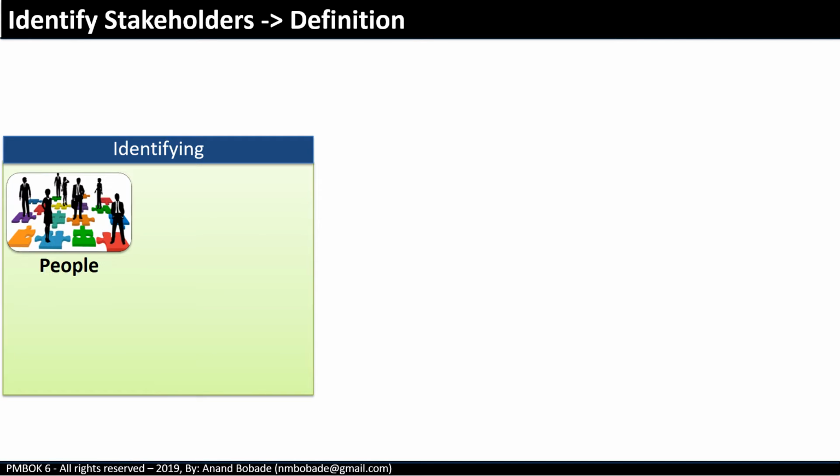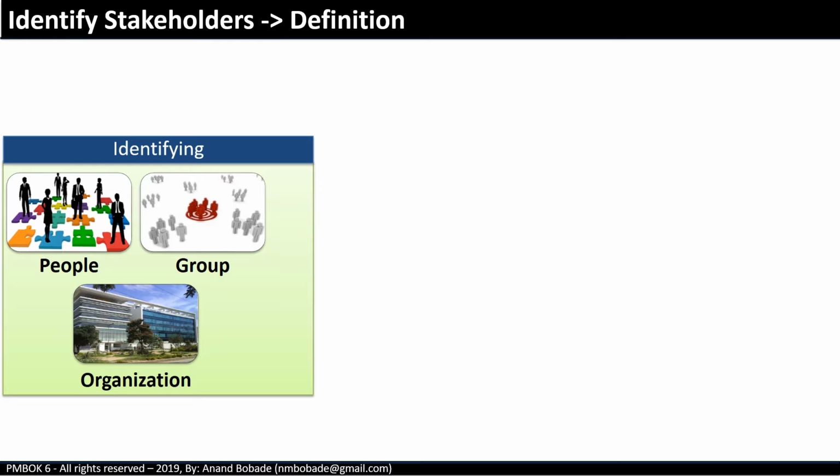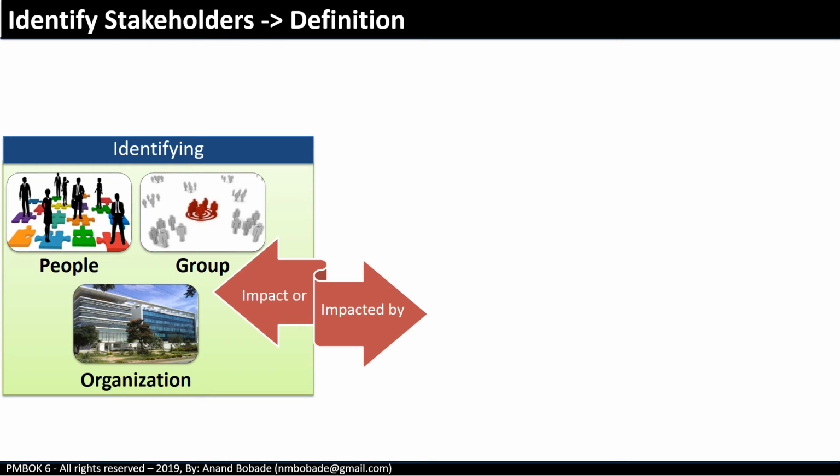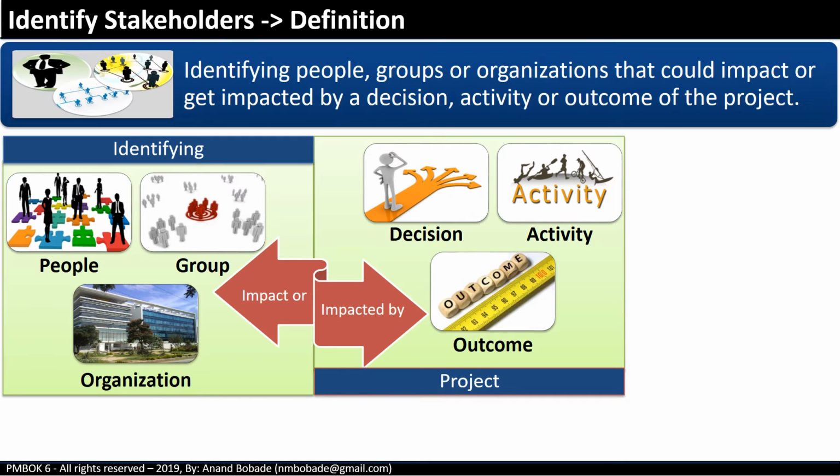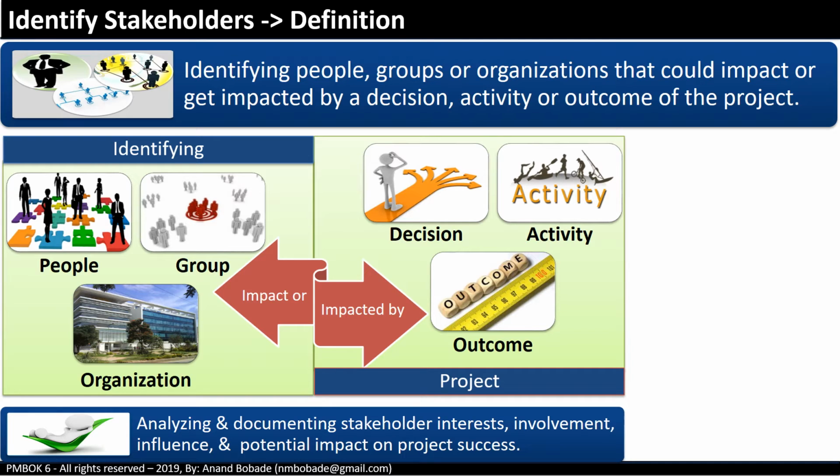Let's look at the identify stakeholder process definition. This is the process of identifying people, groups, or organizations that could impact or get impacted by a decision, activity, or outcome of the project. The key benefit of this process is analyzing and documenting stakeholder interest, involvement, influence, and potential impact on the project success.